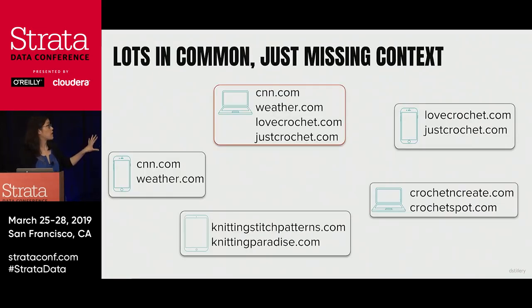So here's 5 hypothetical users. Let's focus on the top one that's highlighted in red. This user has been to CNN.com, weather.com, lovecrochet.com, and justcrochet.com, okay? Now, the distance between this user and the user that's been to only CNN and weather.com is exactly the same in cosine distance as this user who has been to lovecrochet and justcrochet.com.